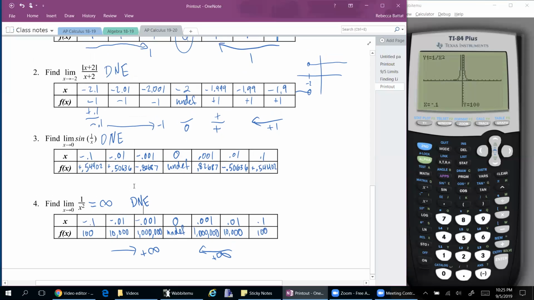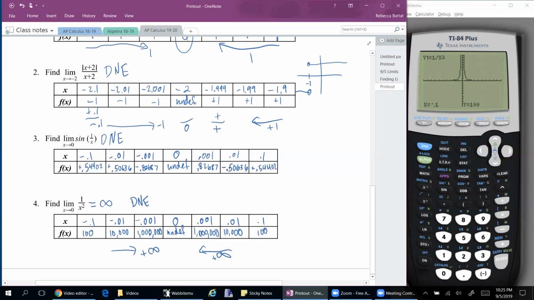So there are 3 reasons that a limit would not exist. The first one, the value that it is approaching from the left is different than the value that it's approaching from the right. The second, the function is oscillating. It doesn't settle on a point. It goes back and forth between different values. The third one is when it reaches unbounded behavior, or it approaches positive or negative infinity.